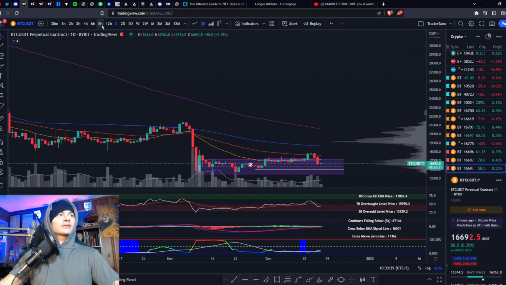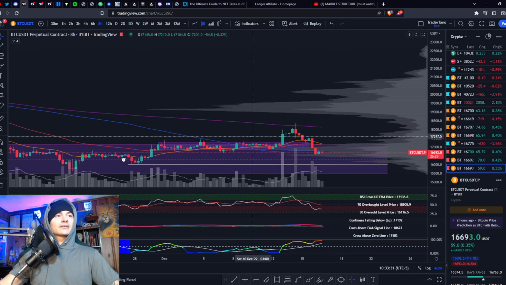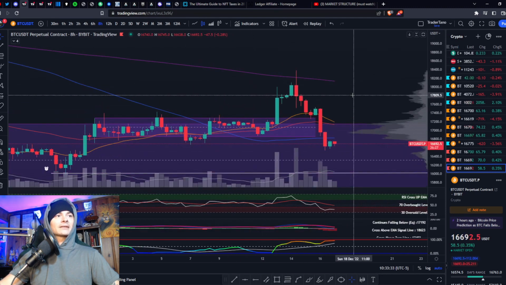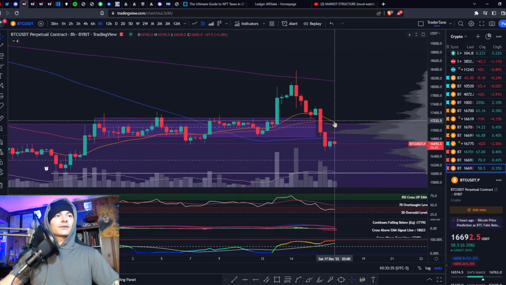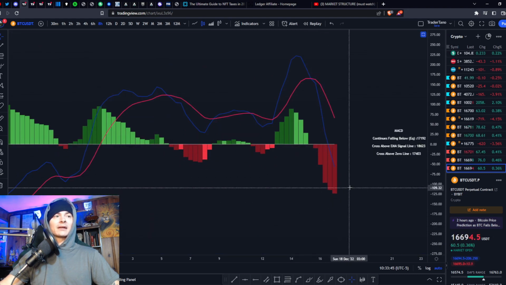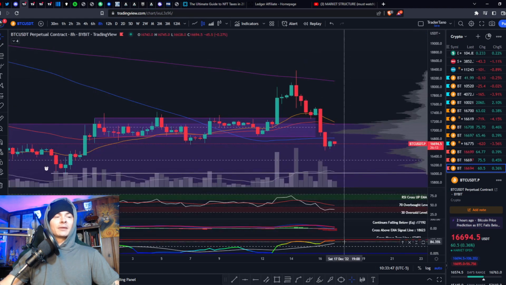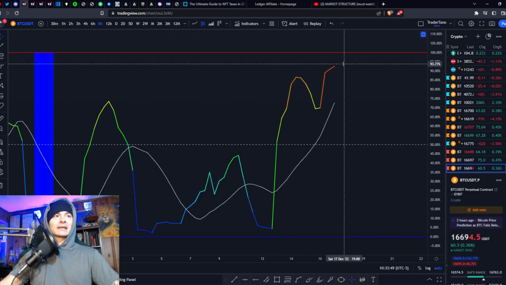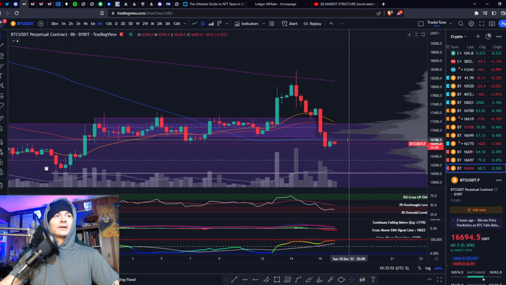Okay, so let's go down to the lower time frames and let's talk about all that. So the 21 and 50 are curling over right now on the 8-hour. RSI is in the bearish control zone. MACD just crossed your 0 line to the downside. That negative momentum is picking up on that histogram. BBWP is still expanding, so your volatility is still high. All right.